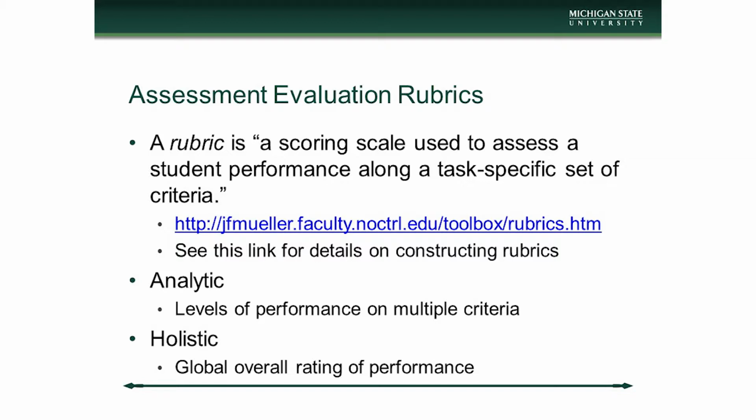And we have broadly two kinds of rubrics. The first is an analytic rubric, and these are defining levels of performance on multiple criteria. And then the second is what's called a holistic rubric, a global overall rating of performance. And in general, it's easier and more tractable and more meaningful to the students, and it's easier for you to use analytic rubrics than holistic rubrics.